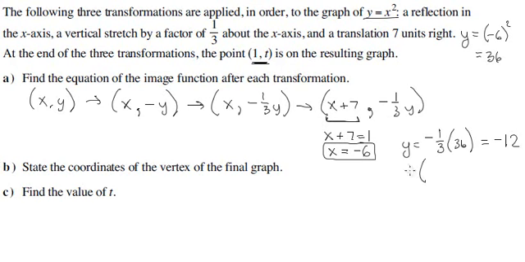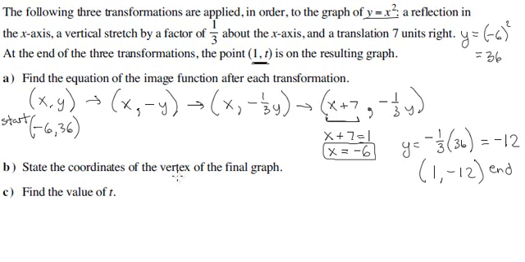So our new point is at negative 6. Or sorry, the original point was negative 6. The new point is (1, negative 12). The original point would have been (negative 6, 36). So we worked backwards, got our x. That tells us where our starting point was. This is the start. And after those transformations, (1, negative 12) is the end.